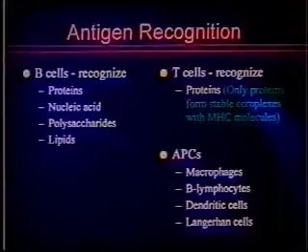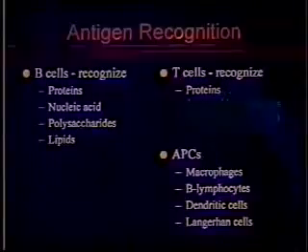And the reason for this is that T cells must recognize their antigen in association with a cell called the antigen-presenting cell. And those are macrophages, other B lymphocytes, dendritic cells or Langerhans cells, which are also macrophage-like cells.